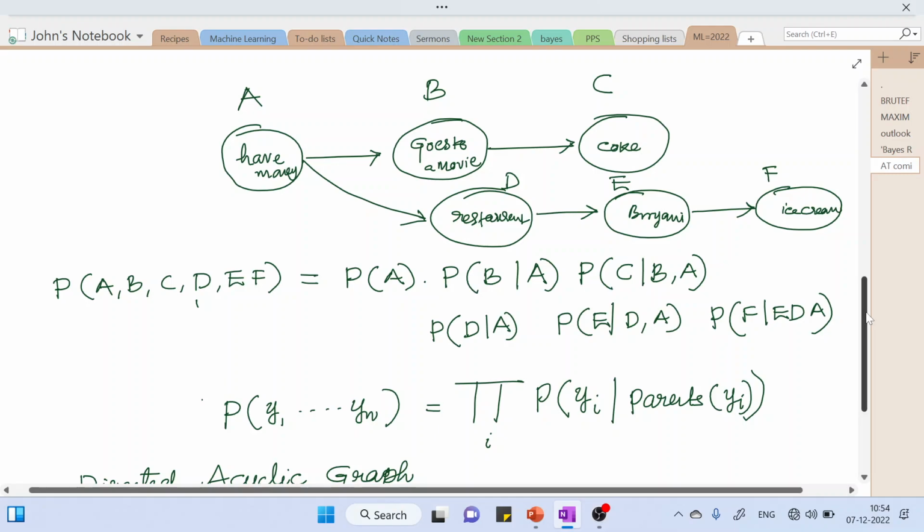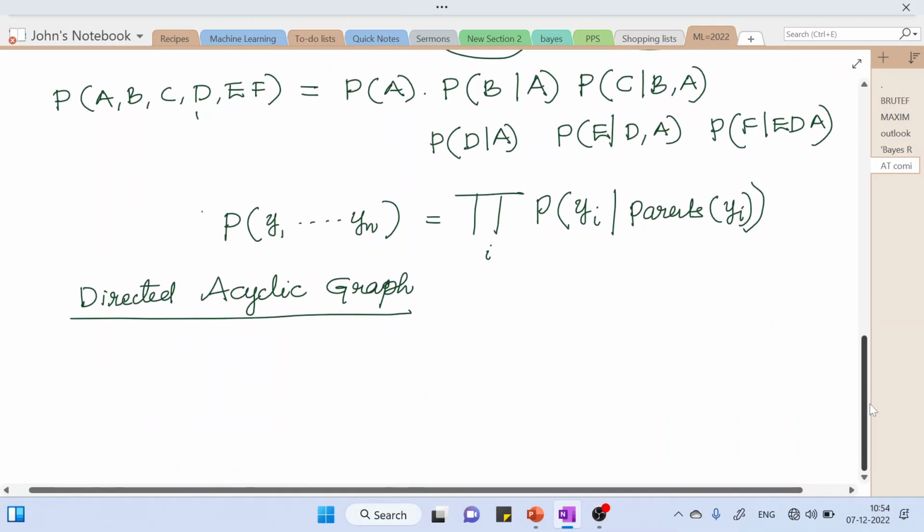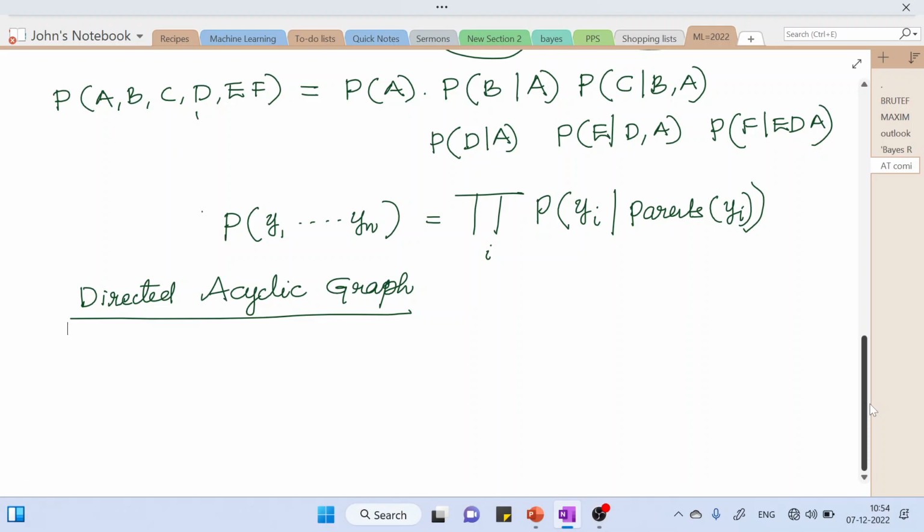So now, let us take a problem. What am I discussing? Bayesian belief networks, which is also known as Bayesian network. There is a famous problem in our textbook also. I will come to it later, but there is a more famous problem.